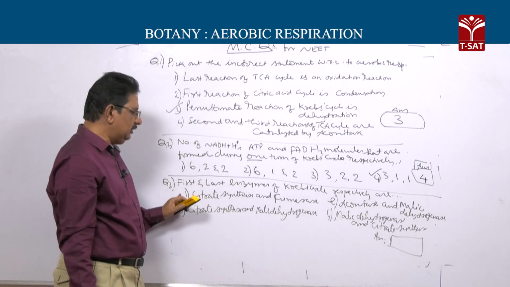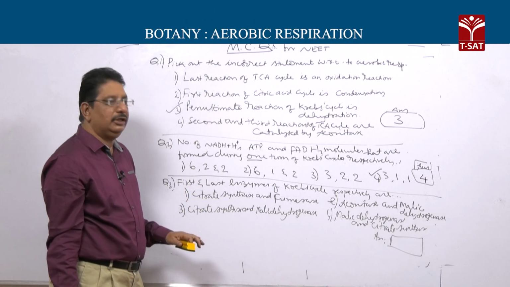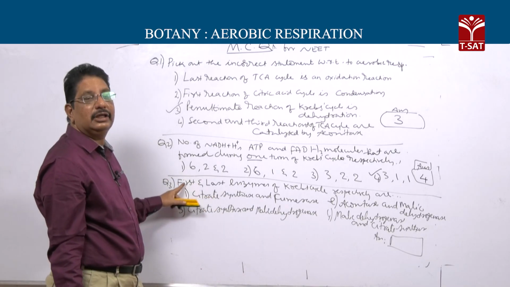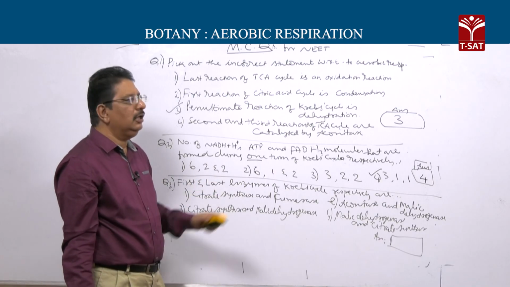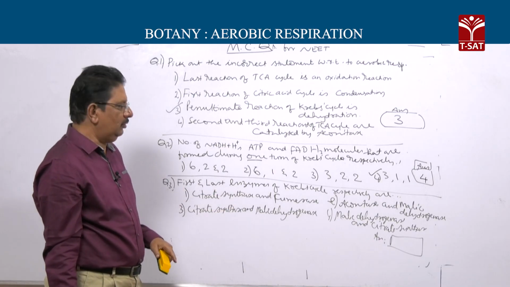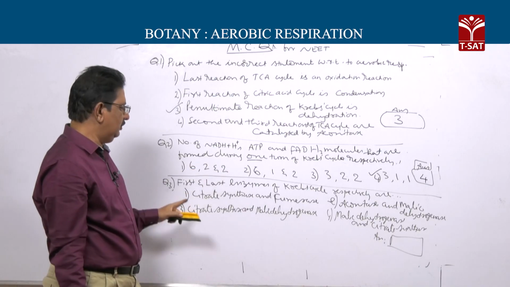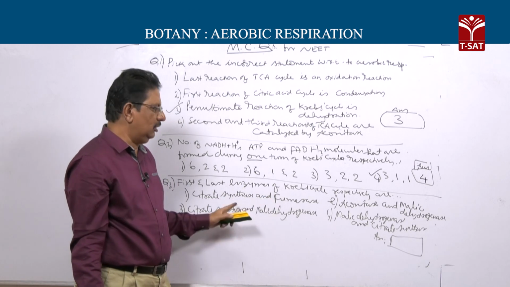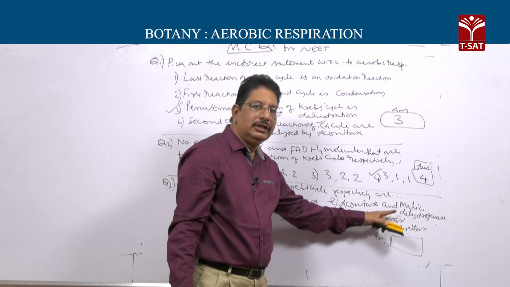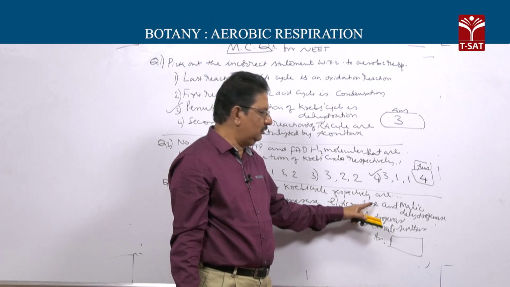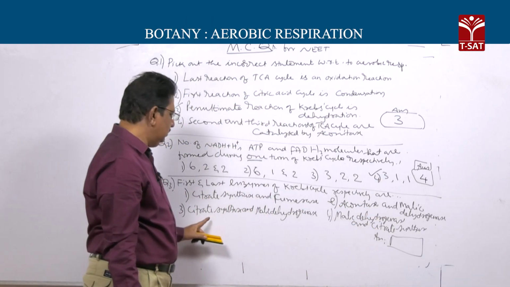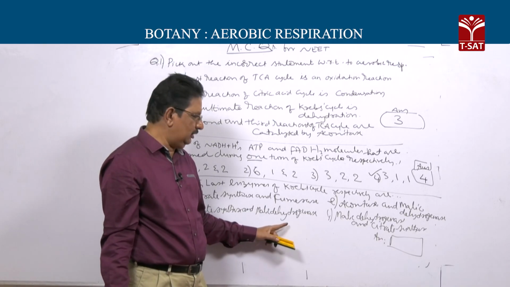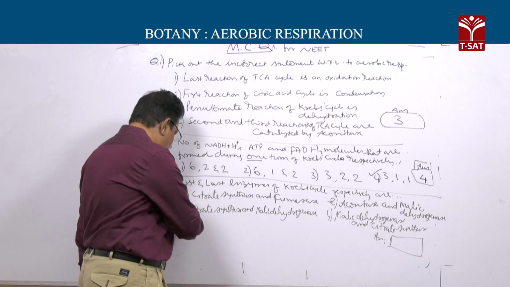And the last one: the first and last enzymes of the Krebs cycle, respectively, are. So, what is given? The first reaction enzyme, the last reaction enzyme. Already we have studied the tabular form. So, by taking the assistance of the tabular form, we can answer. Citrate synthase and fumarase. This is wrong. Aconitase and malic dehydrogenase is partly correct, but not totally correct. Citrate synthetase, of course, is the first enzyme. Malic dehydrogenase, definitely the last enzyme. So, this must be the answer.